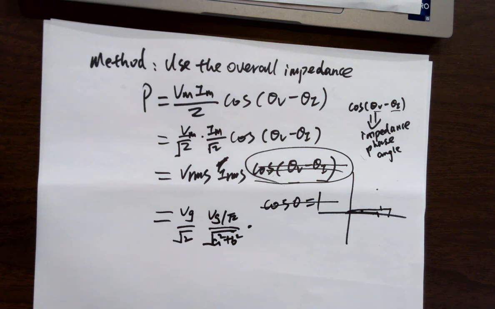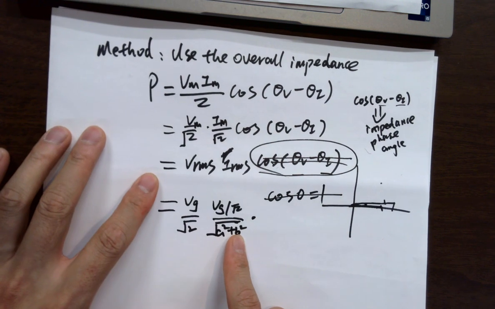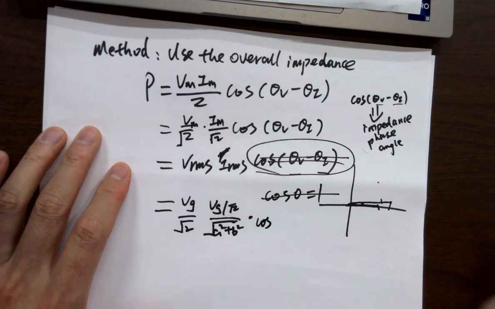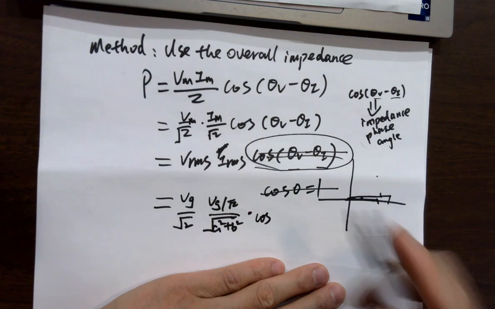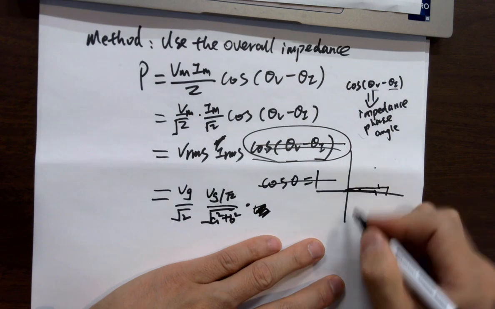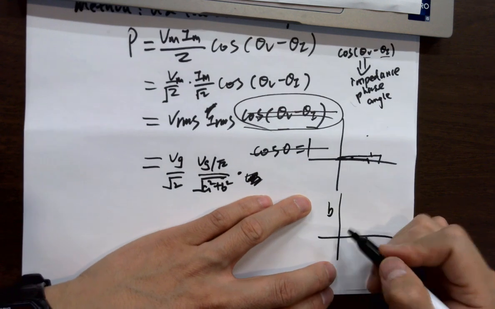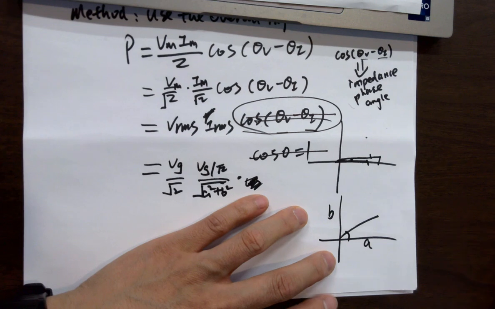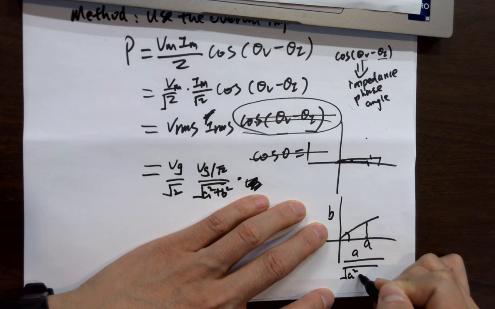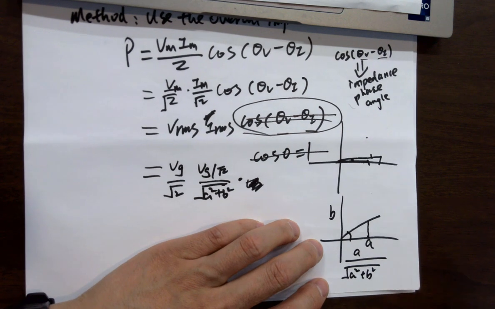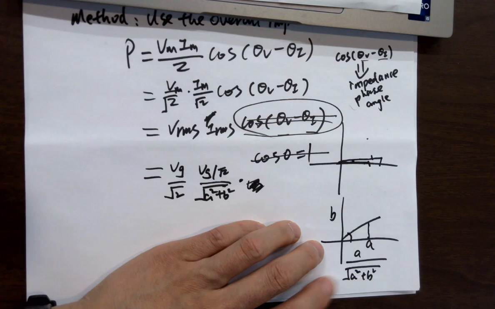All right. So now we got VRMS times IRMS. Let's finish this up. What's the cosine of the impedance phase angle difference? We can directly write it down. We don't really care. So A, B, impedance. Tell me, what's the cosine theta here? A over what? Right? So that's the cosine of the impedance phase angle.